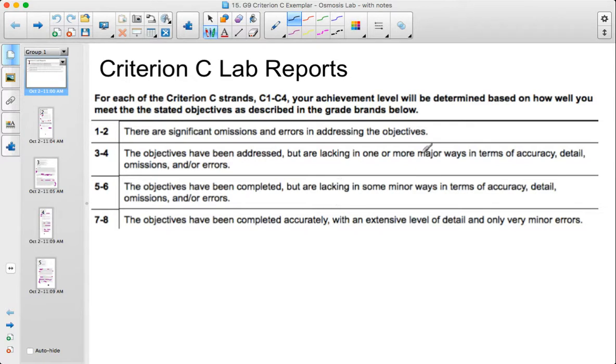For level 3, 4, we're now looking at more major errors. So you've tried to hit all of the objectives of the criteria that we're going to look at, but in at least one major way, there's some key criteria that you're not hitting, or that you're hitting with rather big errors that really take away from the overall quality of the report. And to get 1, 2, it means that multiple significant omissions or errors have been made in trying to address the objectives that I'll talk about on the next page.